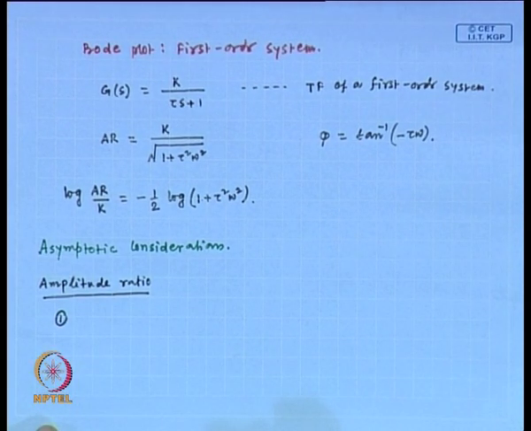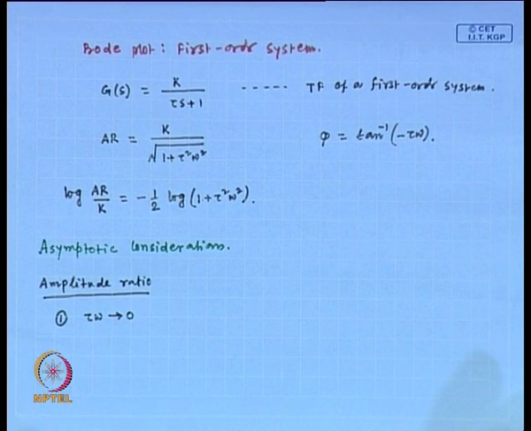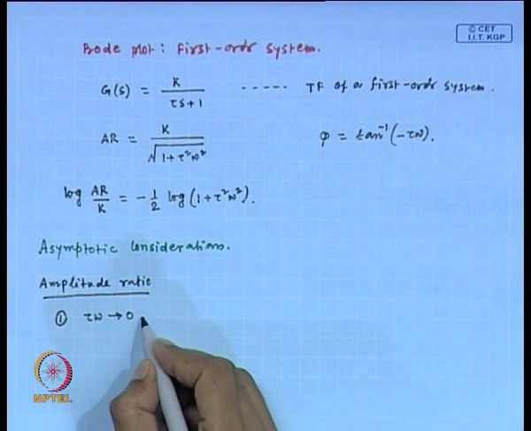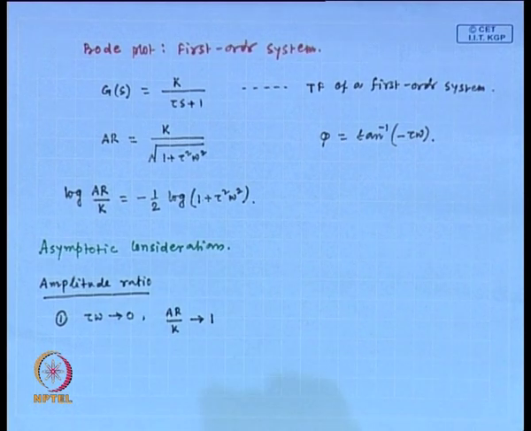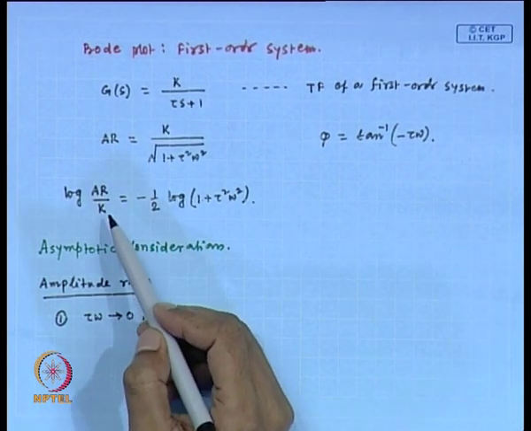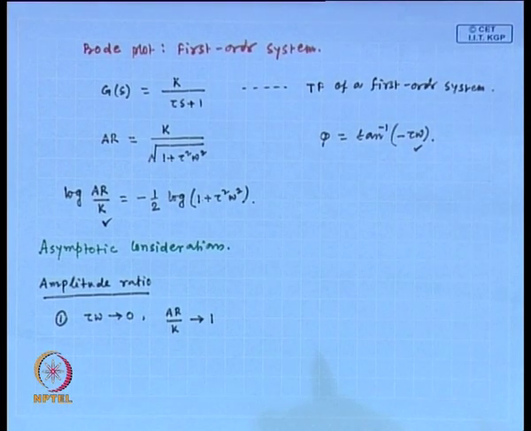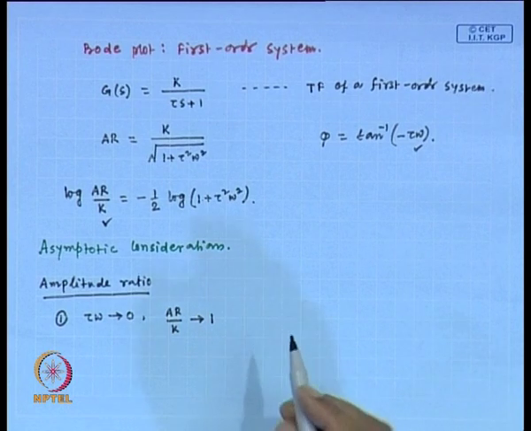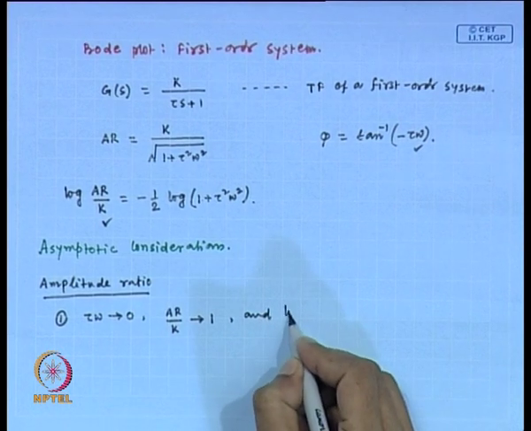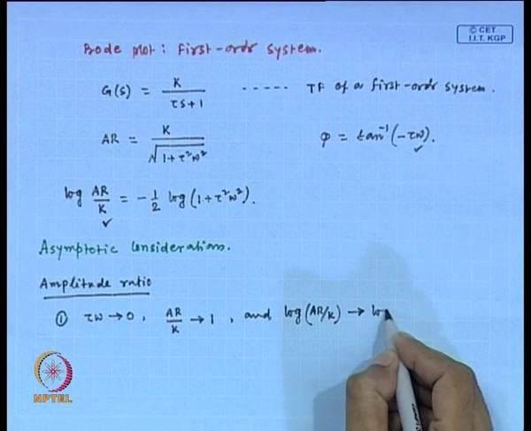Now, if we consider tau omega tends to 0, then amplitude ratio by k tends to 1. Here the amplitude ratio is multiplied with 1 by k, that means this is scaled amplitude ratio, and here we are considering scaled omega, I mean tau omega we are considering. So, we can write that log amplitude ratio by k tends to log 1.